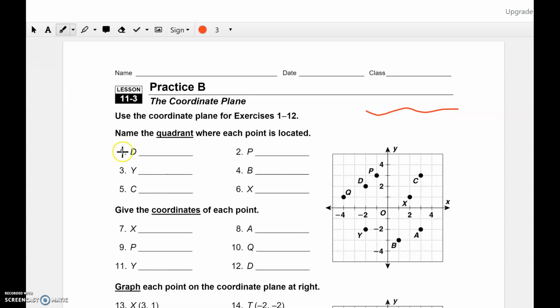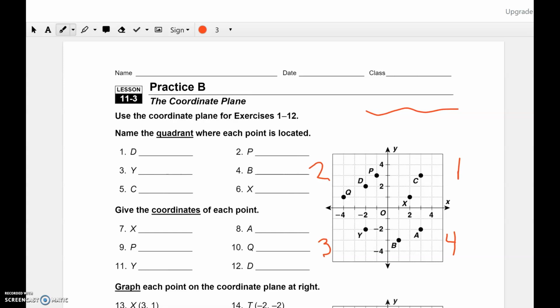So number 1 says, name the quadrant where each point is located. Remember that this is quadrant 1, this is quadrant 2, this is 3, and this is 4. So you always start on the upper right-hand corner.